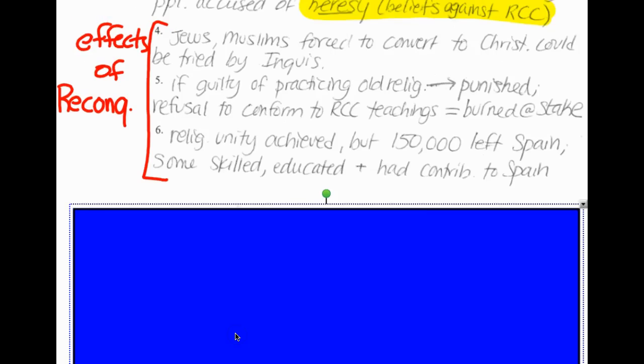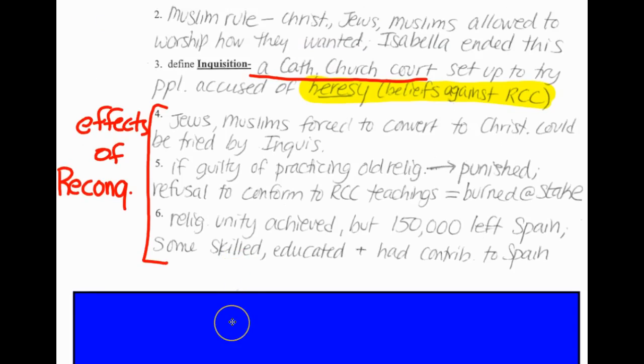All right, then what you have is eventually the achievement of religious unity. Once the Christians were able to take over all the cities in Spain, 150,000 Jews and Muslims left Spain because they didn't want to live in a country where they were being forced to convert and weren't allowed to practice their religions. Some of these people had made contributions to Spain, and they moved out because of this climate where only one religion was desired, and if you weren't Christian or Catholic, because at this point that's the only type of Christianity that exists in Europe, then you were mistreated and forced to do things.